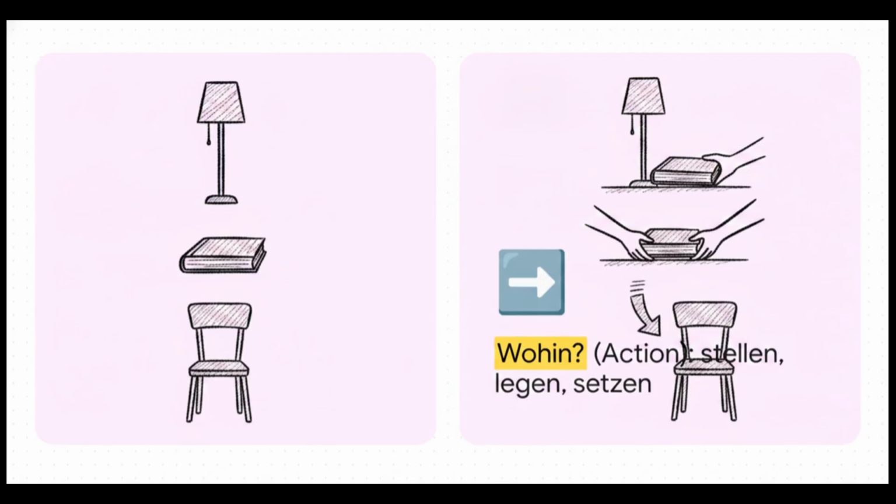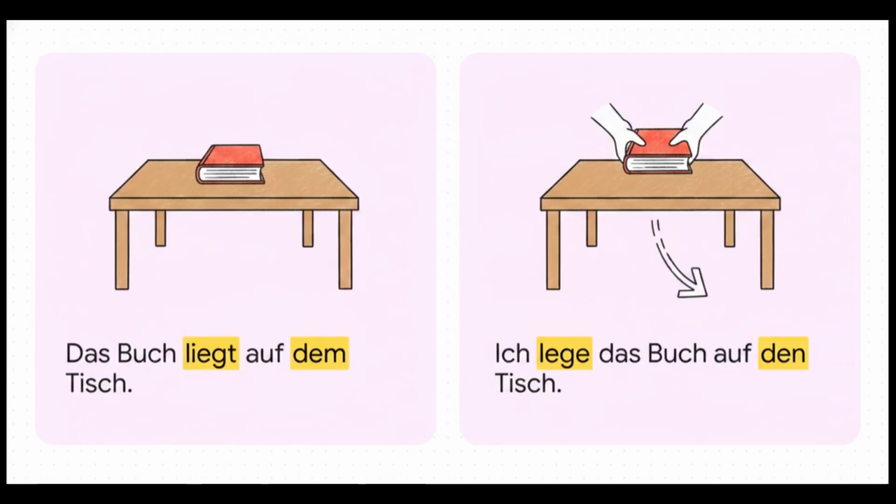For static dative positions, we use "stehen" for standing upright, "liegen" for lying flat or "sitzen" for sitting. But for active accusative destinations, we use "stellen" to place upright, "legen" to lay flat, and "sich setzen" to sit oneself down. You literally have to know the shape of the object to know how to move it. Let's see this pairing in action.